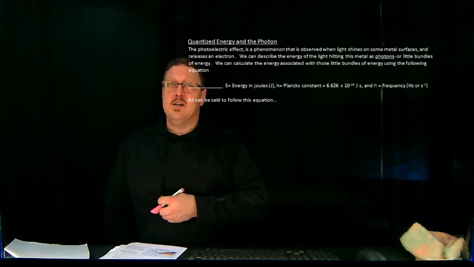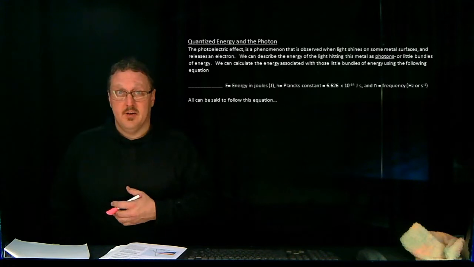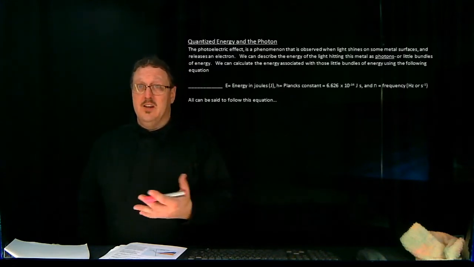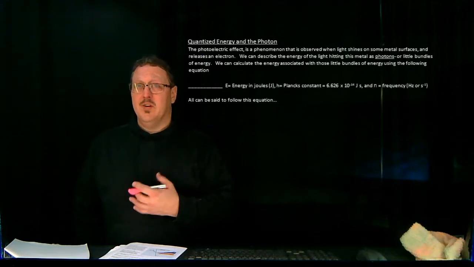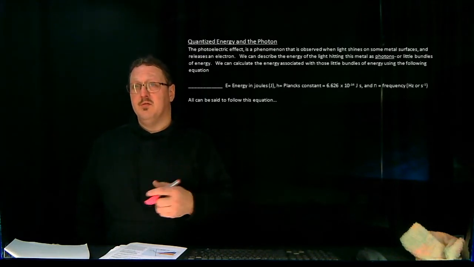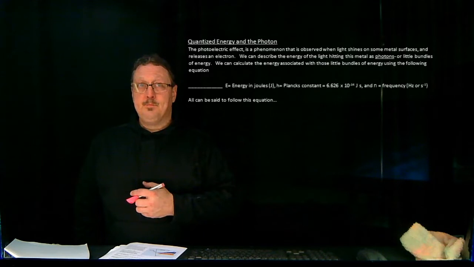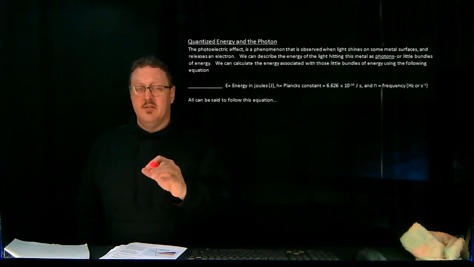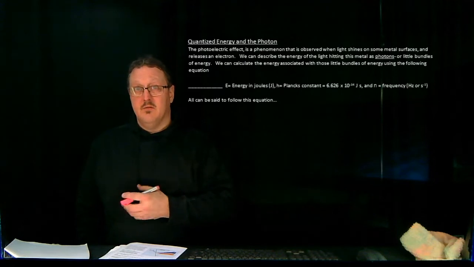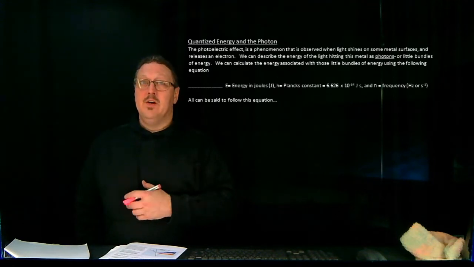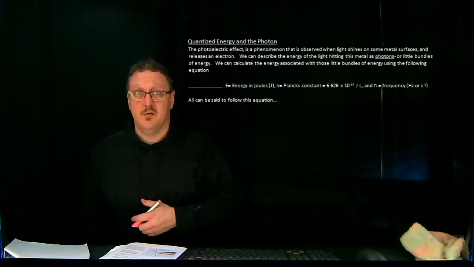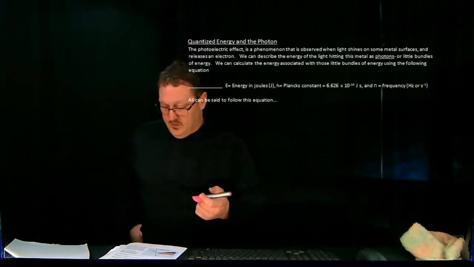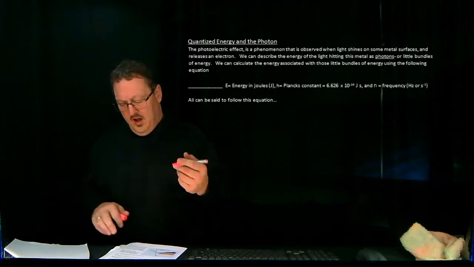And so what we're talking about largely is the photoelectric effect. The photoelectric effect is a phenomenon that is observed when light shines on some metal surfaces. And when it does that, those metal surfaces release electrons. And so we can describe the amount of light or the energy of that light as a photon, or little bundles of energy. And we can calculate the energy associated with those little bundles or those little transitions using the following equation. This was done by Planck way back when.